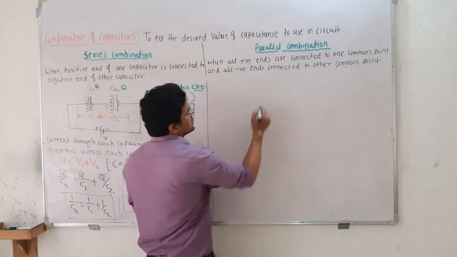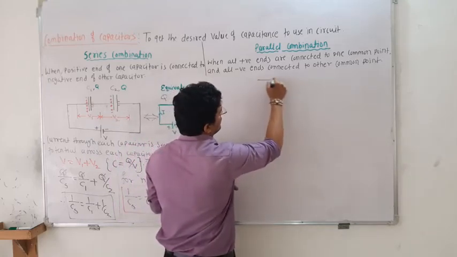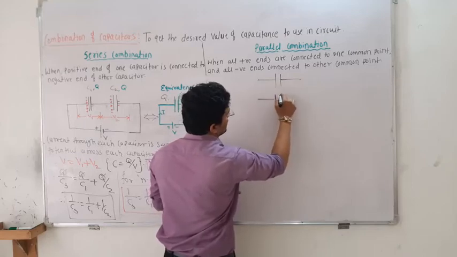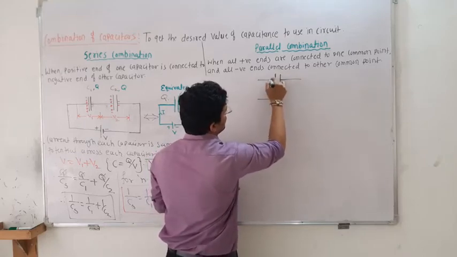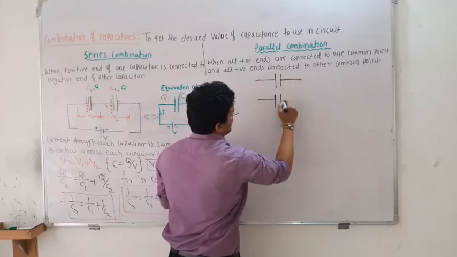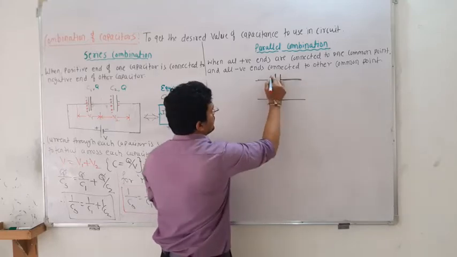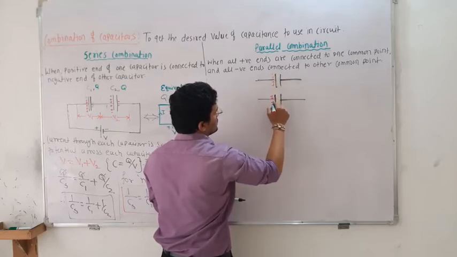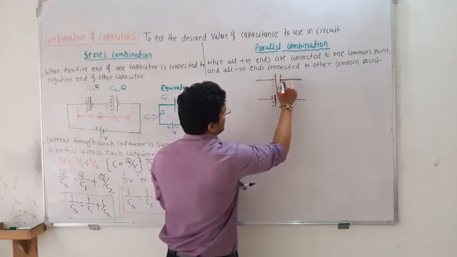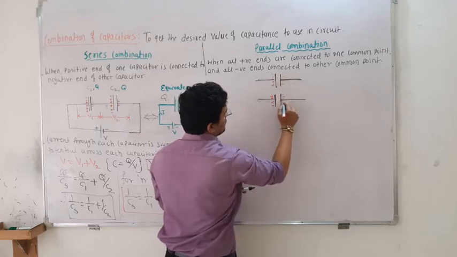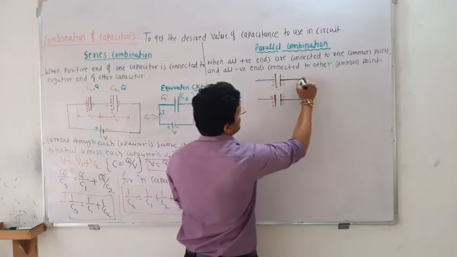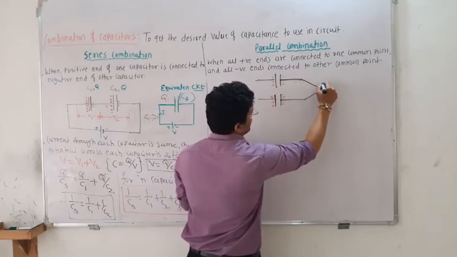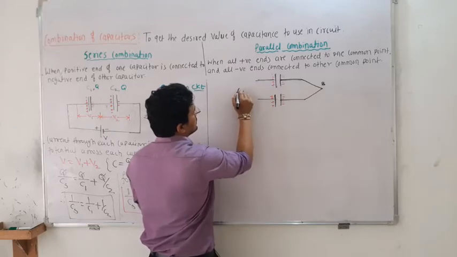So in parallel combination, if there are two capacitors, C1 and then C2, they are connected parallel to each other. Their positive ends and negative ends are connected across one common point. So I will mention this as a common point. Here it is B common point, and here it is A common point.